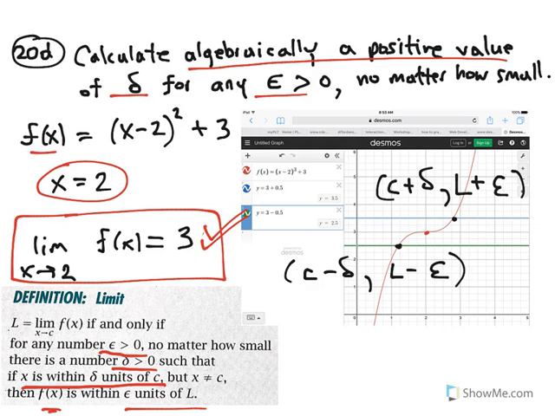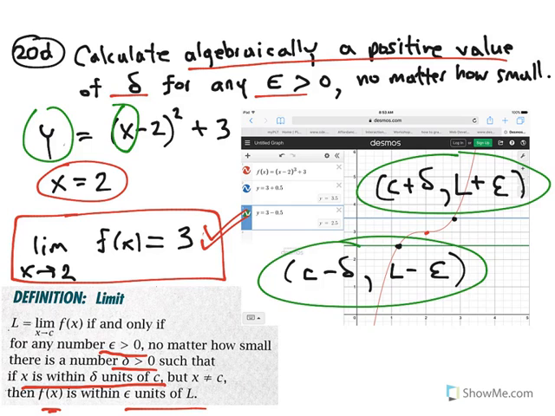So how are we going to do number 20? Calculate algebraically a positive value of delta for any epsilon greater than 0, no matter how small. Here's how we're going to do it. F of x is the y coordinate. It's the output. And you're basically going to replace x and y with the coordinates of one of these 2 points.